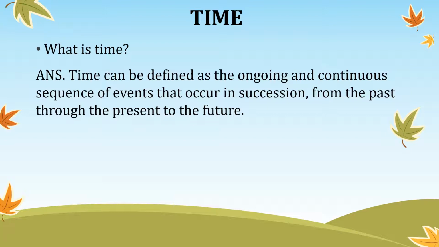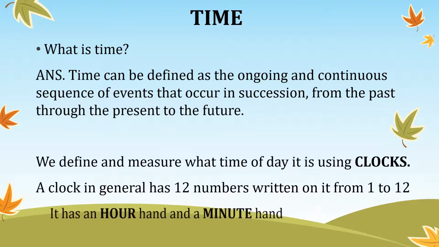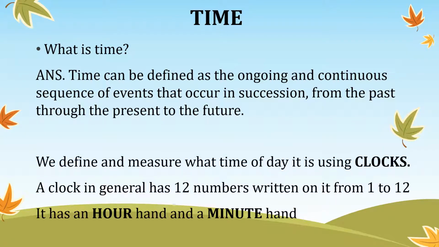It never stops. The time starts from the past, which means the things which have already occurred. ठीक है. And then through the present, जो प्रेजेंट में चल रहा है और वो कंटिन्यूटी में है. To the future, फ्यूचर मीन्स जो आगे होगा, जो हमें नहीं पता है, जो कल होगा या जो नेक्स्ट आवर में होगा, जो नेक्स्ट मिनट में होगा, we do not know. All right. Also we define and measure what time of day it is using clocks. ये मैंने आपको समझाया था कि हम क्लॉक्स को यूज करके डिफाइन करते हैं टाइम को, कि टाइम क्या होता है और वो कैसे चलता है.